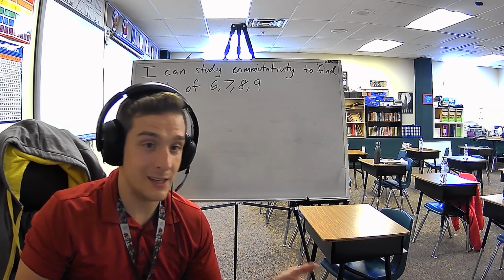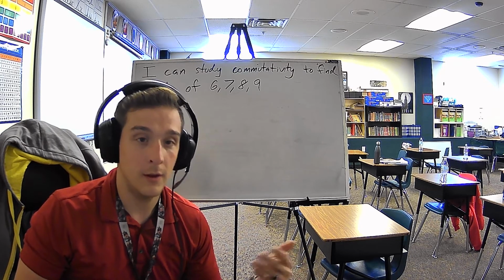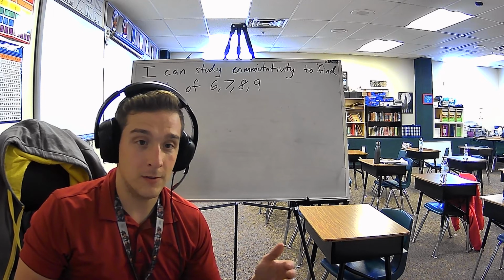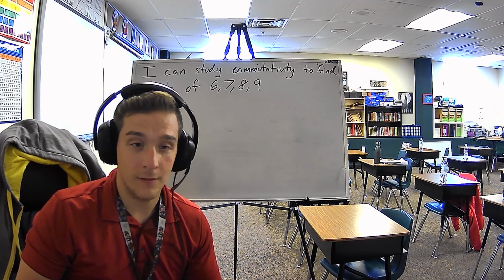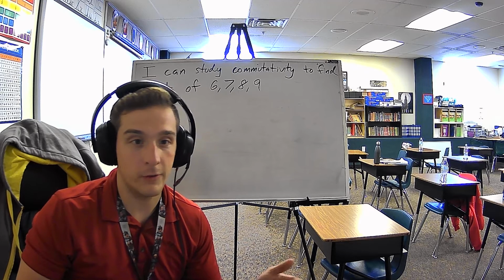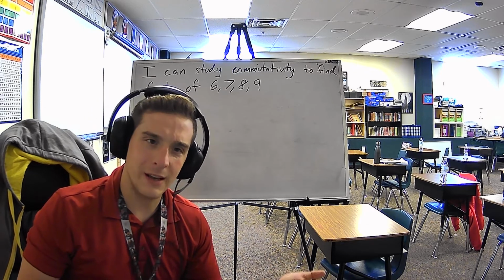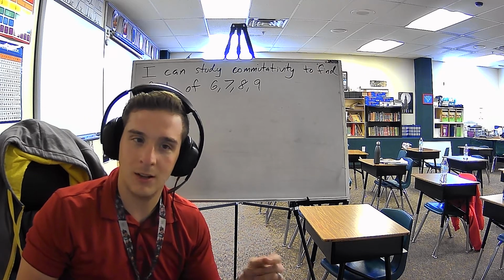3s: 3, 6, 9, 12, 15, 18, 21, 24. Not too bad again. 4s: 4, 8, 12, 16, 20. 5s: 5, 10, 15, 20, 25, 30, 35, 40, 45, 50, and so on and so forth. But once you get to 6, sometimes it can get a little trickier.